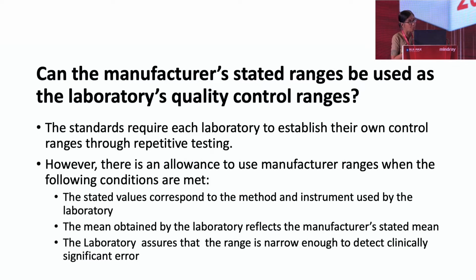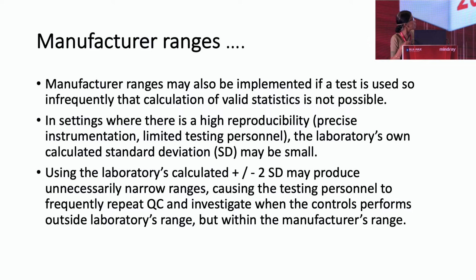However, there is an allowance to use manufacturer ranges when the following conditions are met. The stated values correspond to the method and instrument used by the laboratory. The mean obtained by the laboratory reflects the manufacturer's stated mean, and the laboratory assures that the range is narrow enough to detect clinically significant errors. So manufacturer ranges can also be implemented if a test is used sparingly, infrequently, and calculation of valid statistics may not be possible. In a setting where there is high reproducibility, the laboratory's range can be very small.